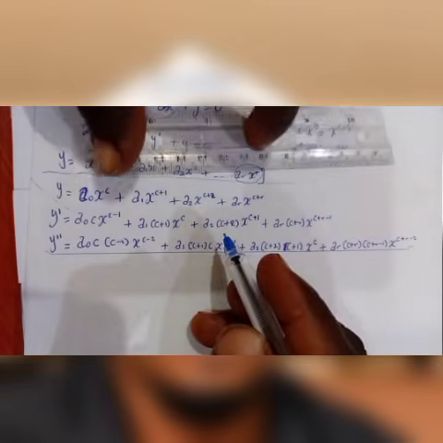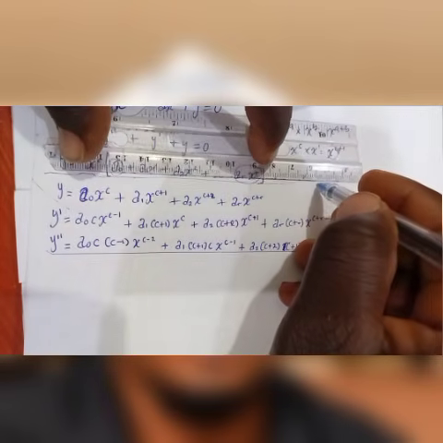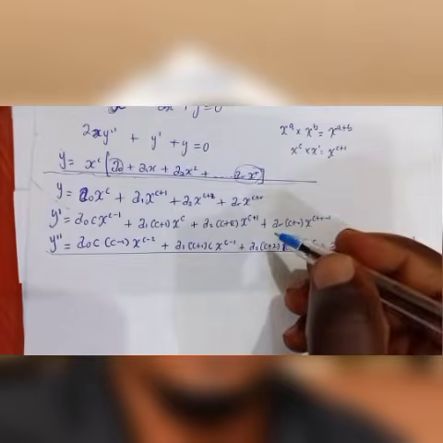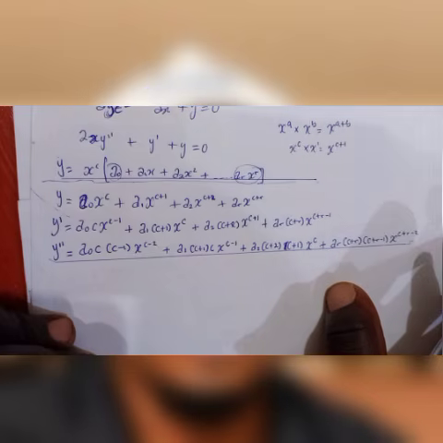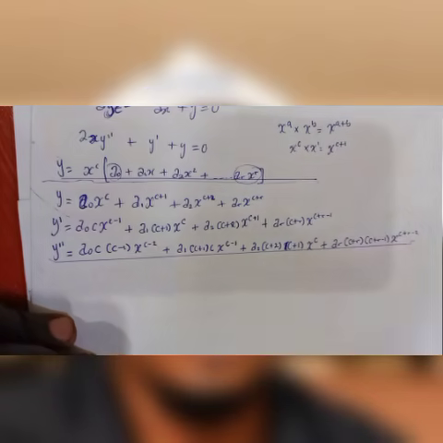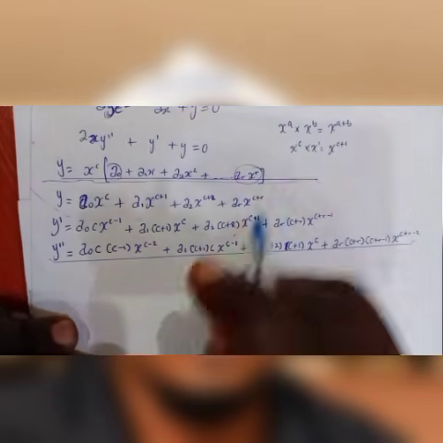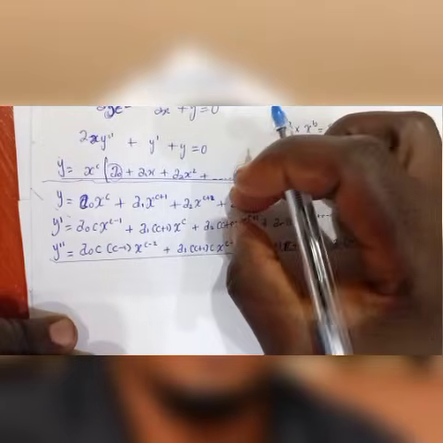So we are done with our first step, which is differentiating the trial series. Now let's go to the second step: substitute the result in the given differential equation. We have to substitute this into this.